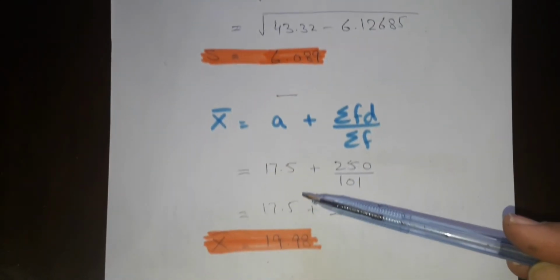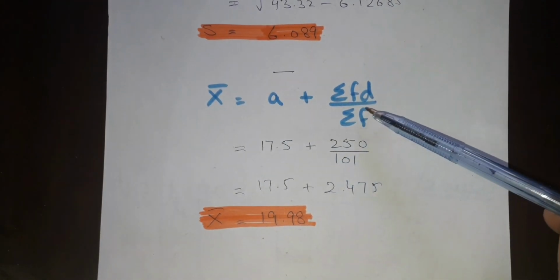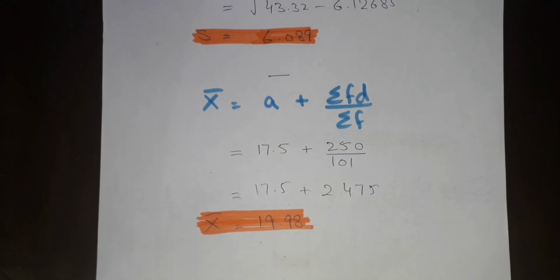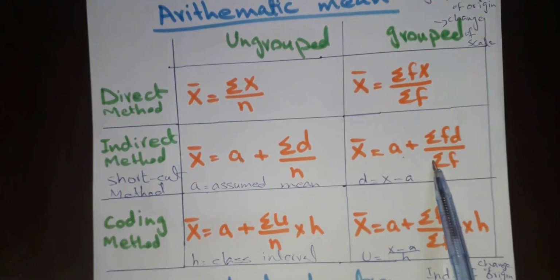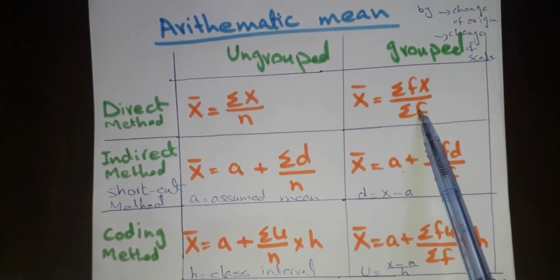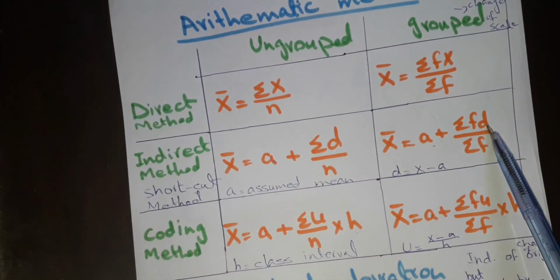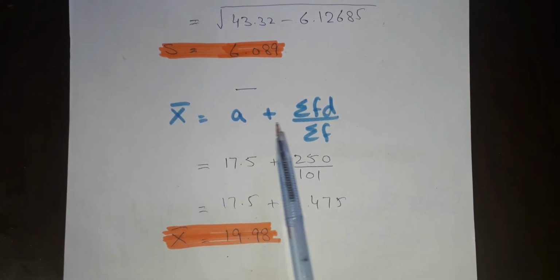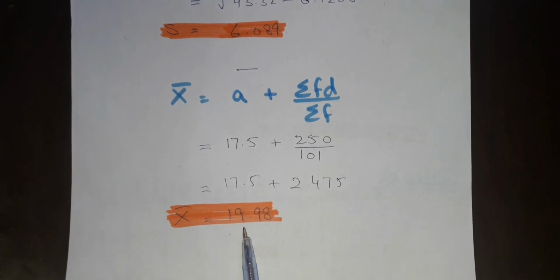In the same way, I use the shortcut method formula for X bar. Let me show you this one. In arithmetic mean, I use this formula. I can use this one, but since we have the column of D, I prefer to use this formula. So I write X bar is equal to A plus summation FD over summation F, and I put all the values here and got this result.